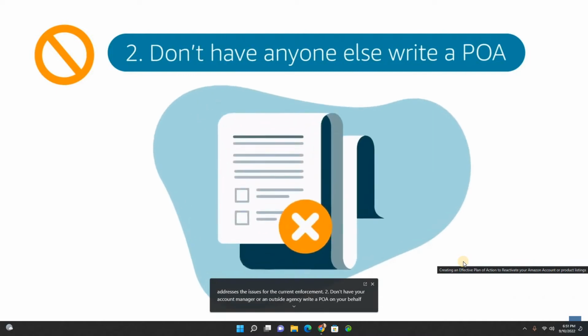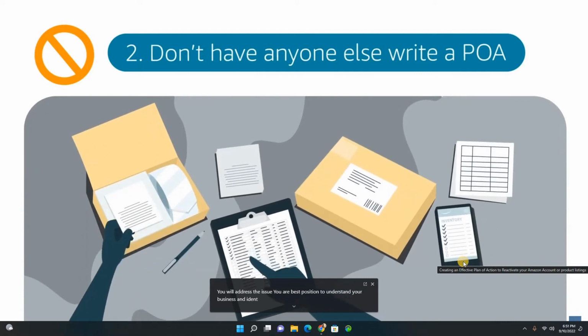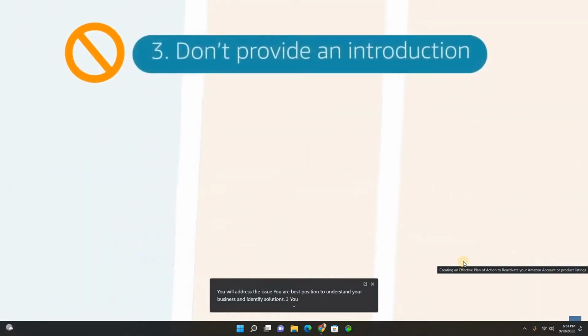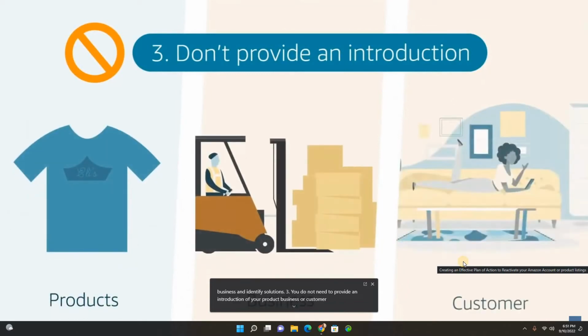They can apply filters on each of the metrics. To start, they set a minimum search volume of 50,000. You can see this has changed the results. You will address the issue. You are best positioned to understand your business and identify solutions. You do not need to provide an introduction of your product, business, or customer.